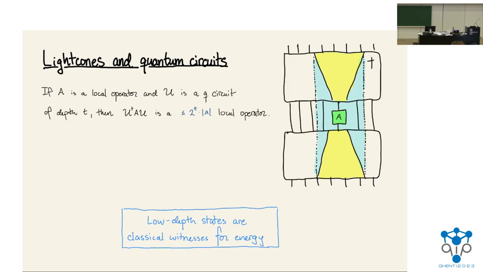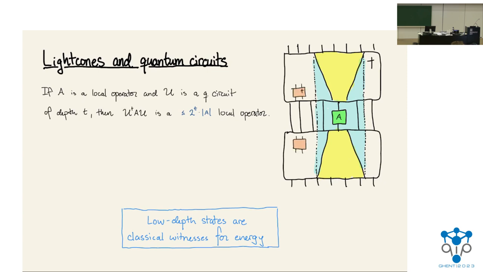So here's an idea. Let's say you have a local operator A, think of it acting on one of the qubits, and I sandwich it in between two unitaries U. And these unitaries U are going to be quantum circuits of a fixed depth, depth T. What I get is that U dagger A U, or the evolution of A underneath the unitary U, isn't too big. Even though it a priori looks like this huge sandwich, in fact, there's a much simpler description, right? It only requires 2 to the T times whatever the size of A was initially, qubits to describe.